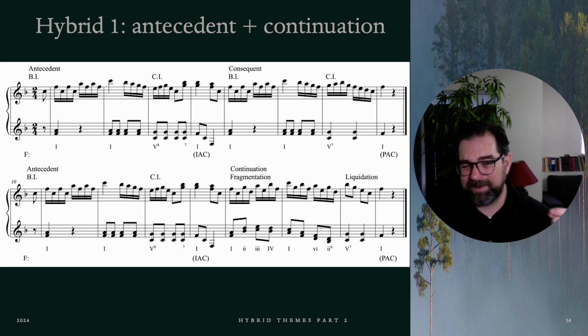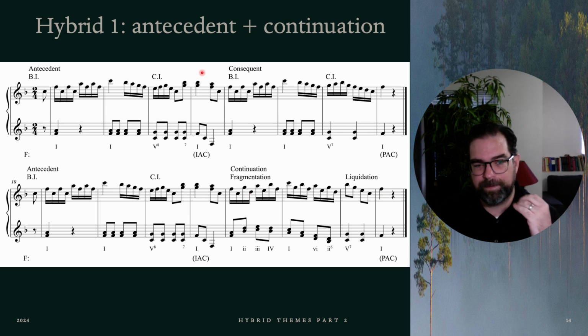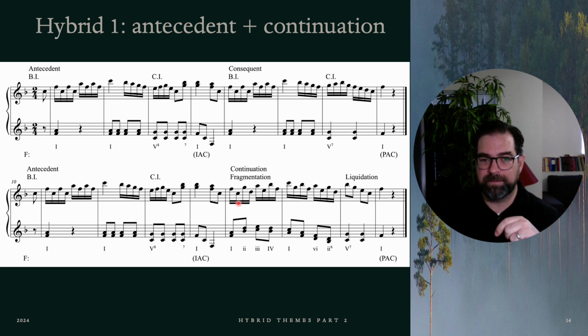Did you hear that? It's a pretty nice effect. So we have this antecedent phrase. We fully feel like we're going to be going on to a consequent, but then we get all this fragmentation, and it really creates an interesting effect. So this is an example of how you could turn a period into a hybrid 1. And I hope this comparison helps you a little bit.